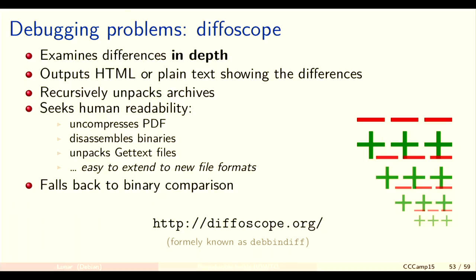It will also seek human readability, like using pdftotext, or sng, or msgunfmt, to try to convert the binary things to a human readable version and then compare those. It's easy to extend to new file formats. It's been designed for that. And if there's anything it can't figure out in a human readable version, then it will fall back to binary comparison.